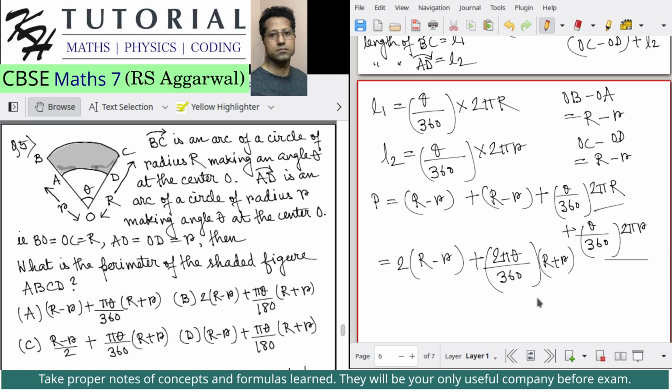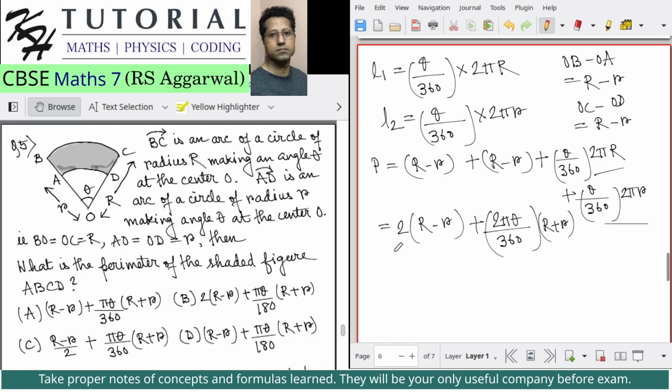Twice of capital R minus small r is only there in option B, but in option B we are having plus pi theta by 180. So this is equal to twice of capital R minus small r plus 2 pi theta by 360. The 2 will cancel with 360, giving 180, so this will be pi theta by 180 multiplied by capital R plus small r. So the correct choice is B. B is the correct choice.